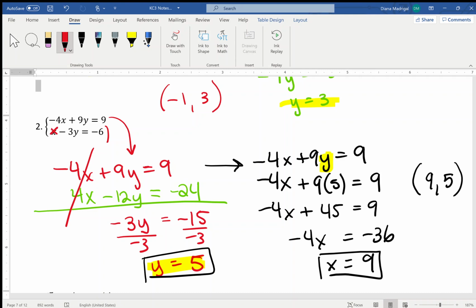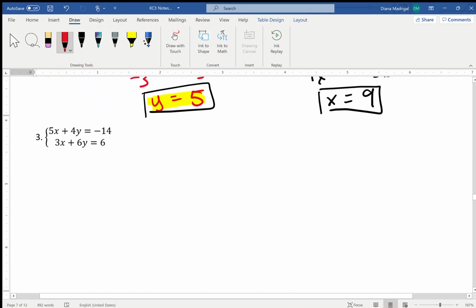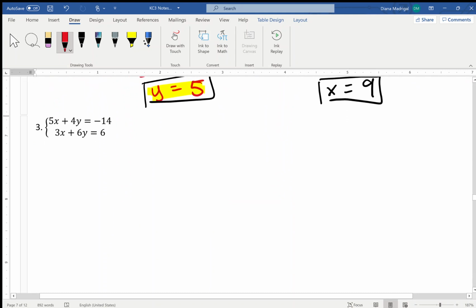So please also make sure that when you have equations, you're looking for the easy equation to work with. Which one is the easiest? When x or y is by itself, okay? You're only going to do one step, which is multiply one equation.